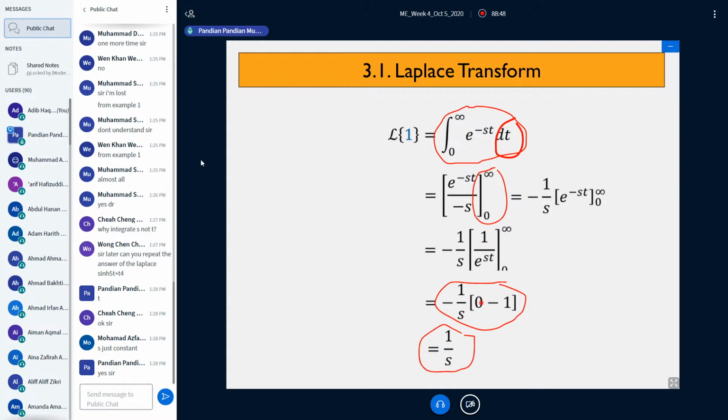1 over infinity is 0. Minus e power 0, which is 1. So the minus cancels off, leaving 1 over s. So the Laplace of 1 is 1 over s.